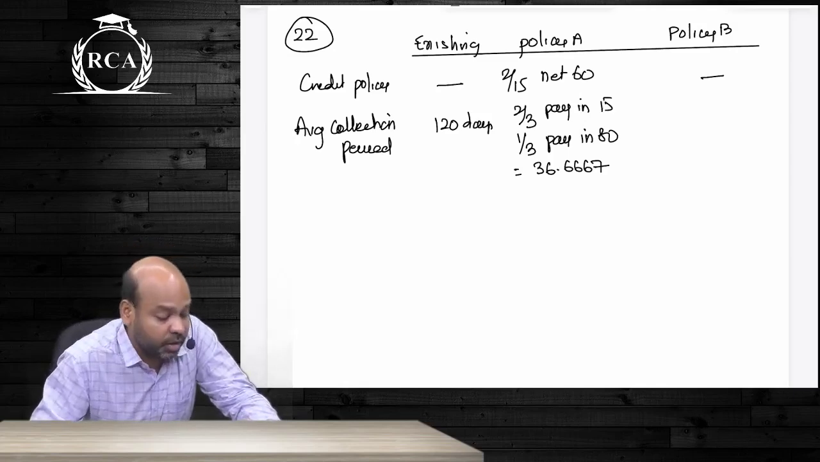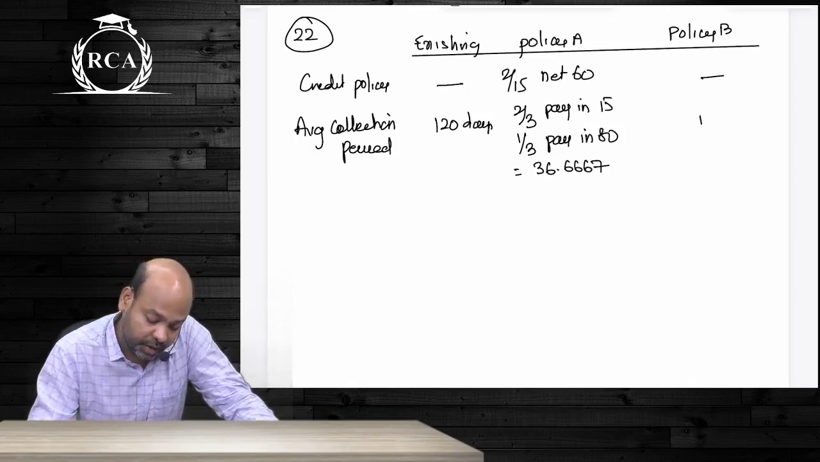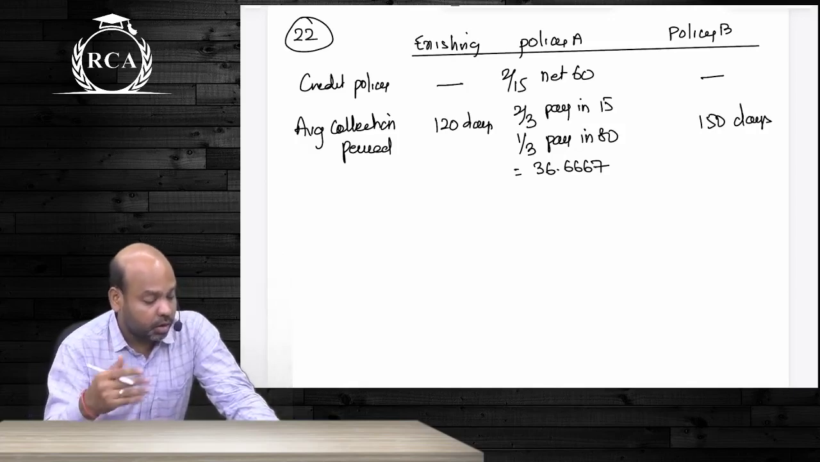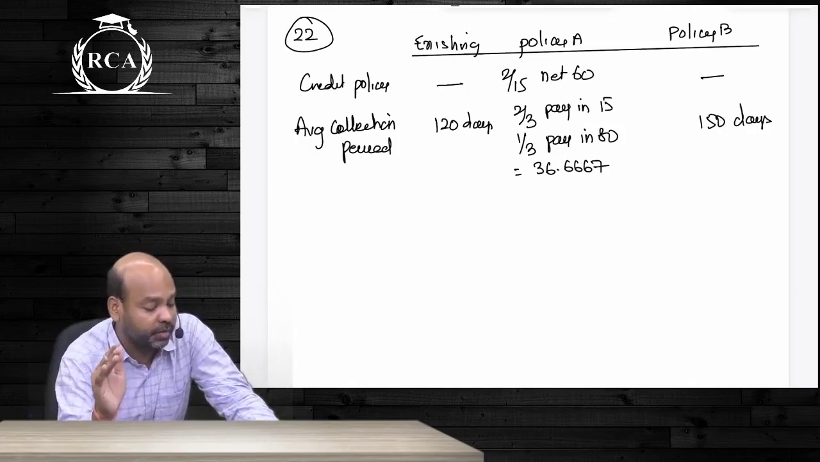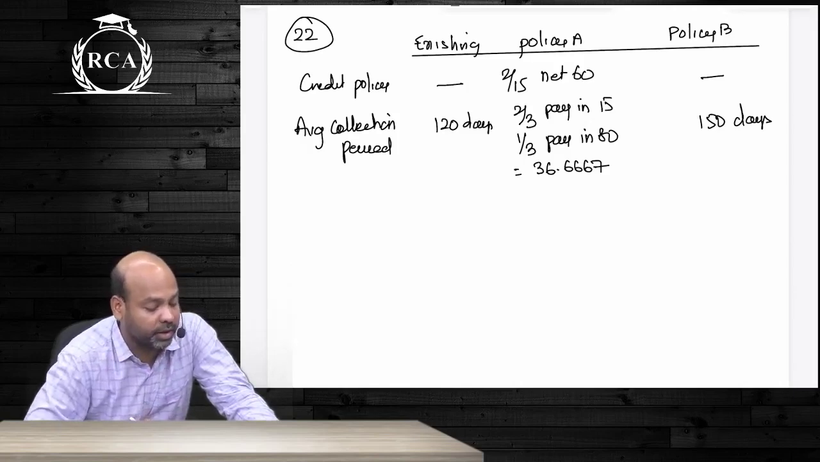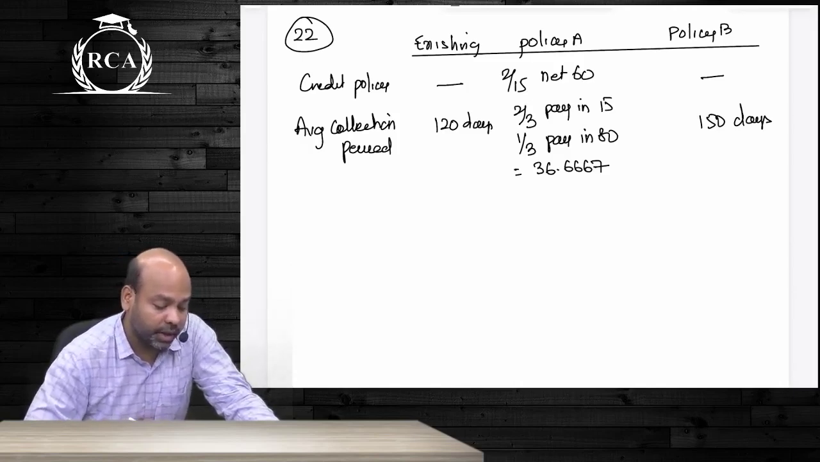In the third one, the question says that the average collection period, guys, will now take how much? 150 days. Marginal customers, which would also include new customers as such, are not expected to take advantage of the cash discounts. Not likely to continue. Okay, I'll read that again.